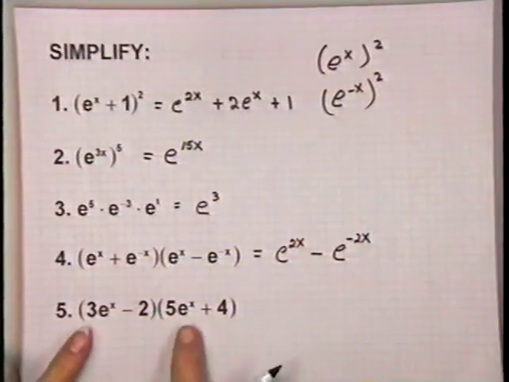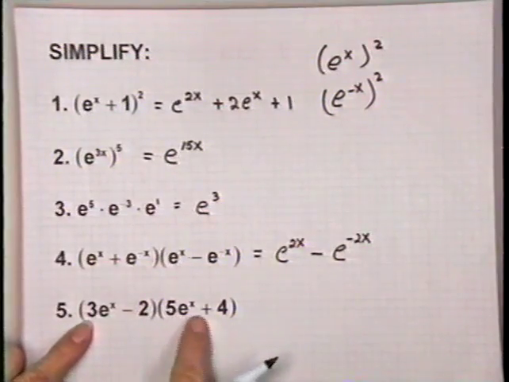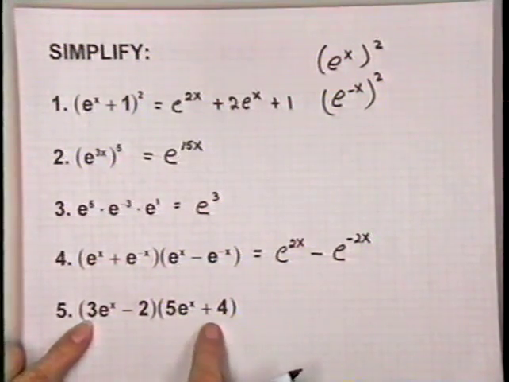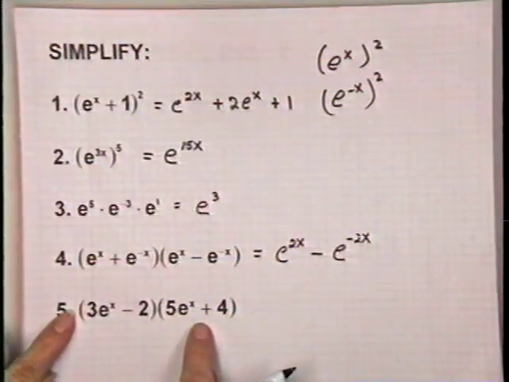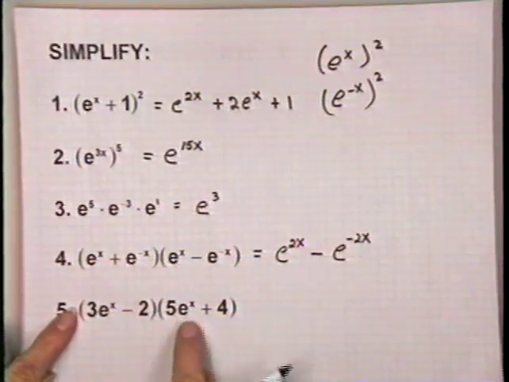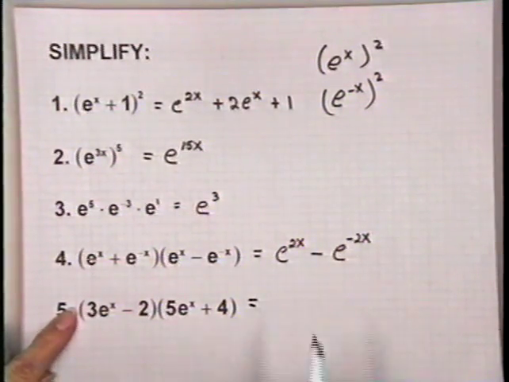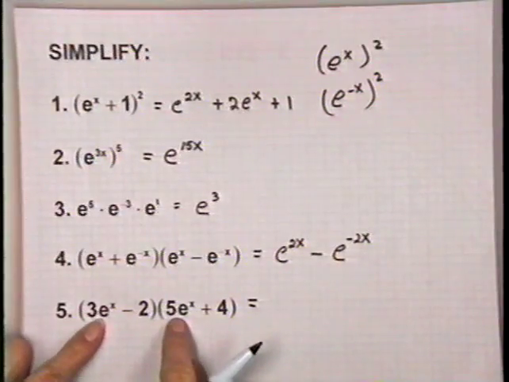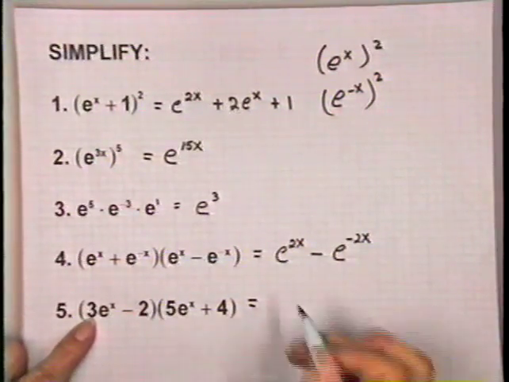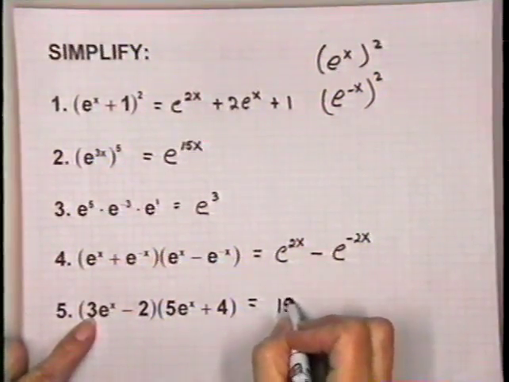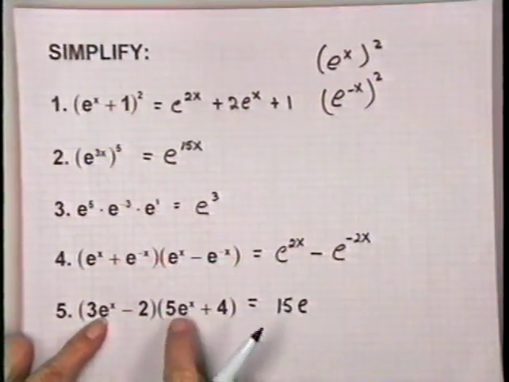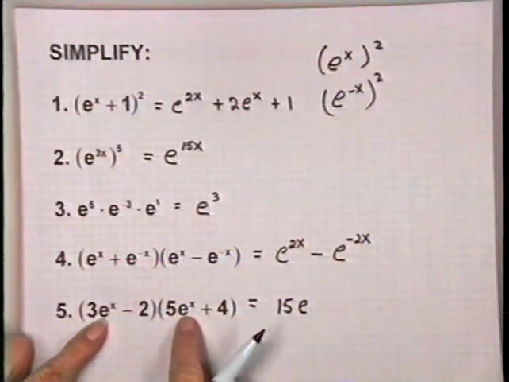Okay, number 5. This is not any particular type of multiplication other than it's two binomials. So we're going to do this with our familiar FOIL pattern that we've already learned. Multiplying our first terms together, we'll multiply these coefficients and get 15. And then notice we are multiplying e to the x times e to the x.